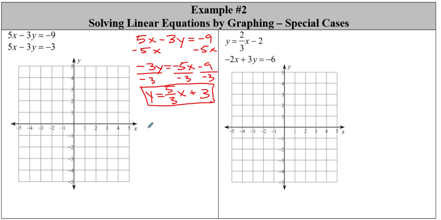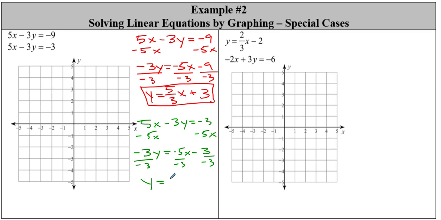Alright, let's do this other one in green. So we got 5x minus 3y equals negative 3. Drop that 5x. We get negative 3y equals negative 5x minus 3. And again, divide by that negative 3. Was that plus 1? Alright, so now that we got this, let's go ahead and graph this red line.